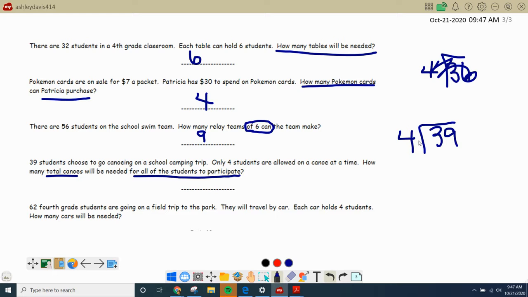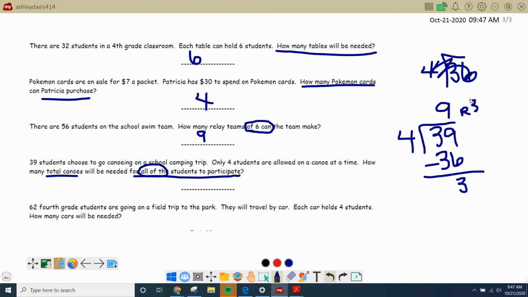Okay, so we're going to see how many canoes we need to fit 4 students. All right, so 4 goes into 39. It's a basic fact, 9 times. Okay, 39 minus 36 is 3. A remainder of 3. Okay, so we have 9 full canoes, but they want to know how many total canoes for all the students to participate. So we have 9 full canoes and these 3 kids left over.